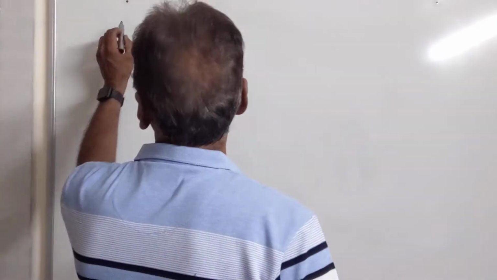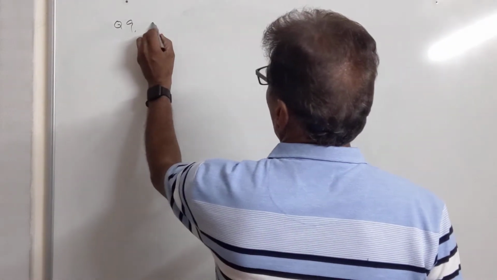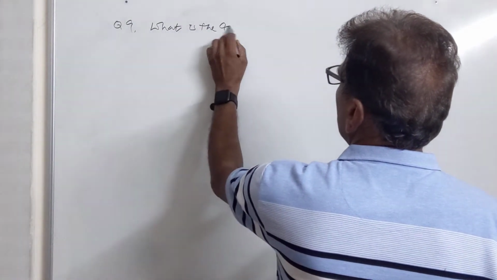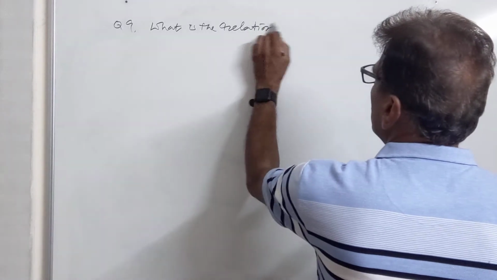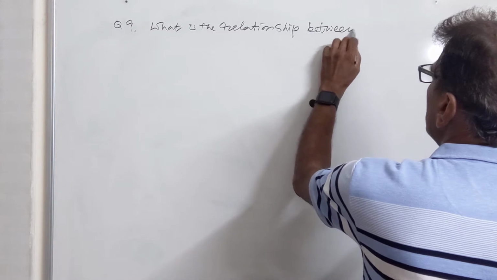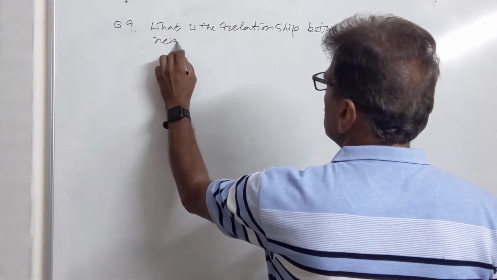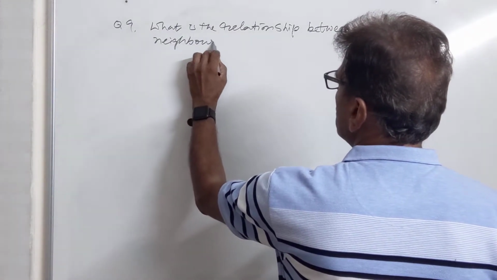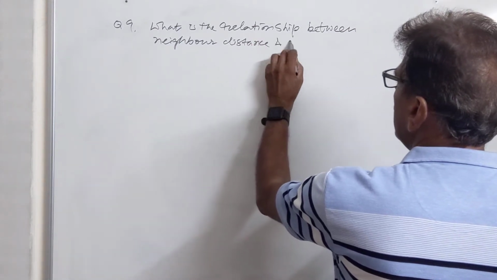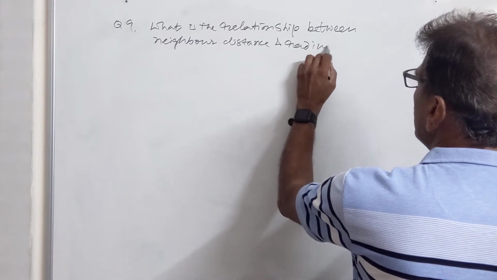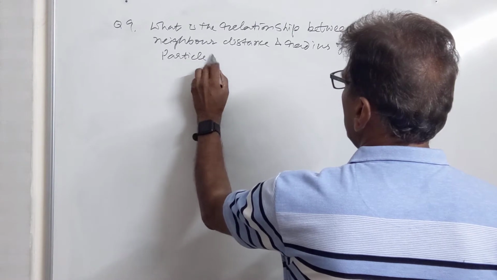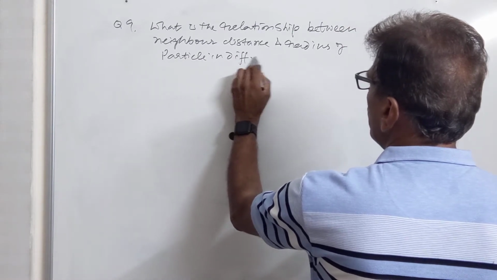Doing next question. What is the relationship between neighbors distance and radius of particle in different unit cells?